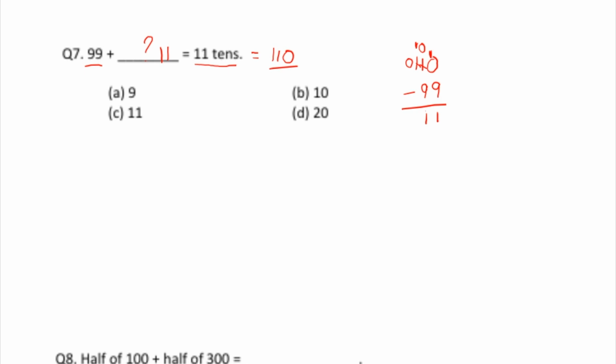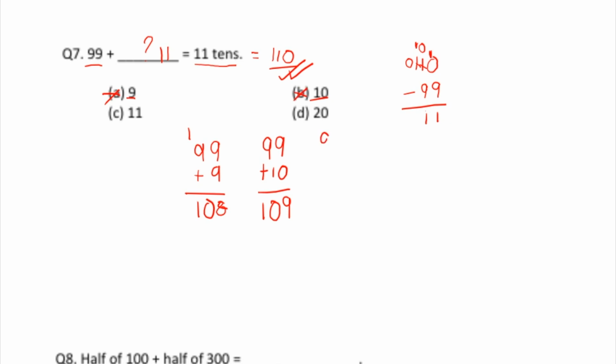Okay, another way which you can solve this question is from the options. We'll first add 99 and 9. 99 plus 9 will give us 8, and 9 plus 1 is 10, so 108, but we require 110, so this is not the correct answer. Moving on to option B. 99 plus 10: 9 plus 0 is 9, and 9 plus 1 is 10, but we require 110, so this is also not the correct answer.